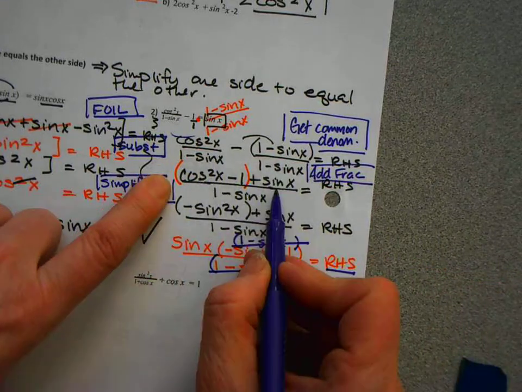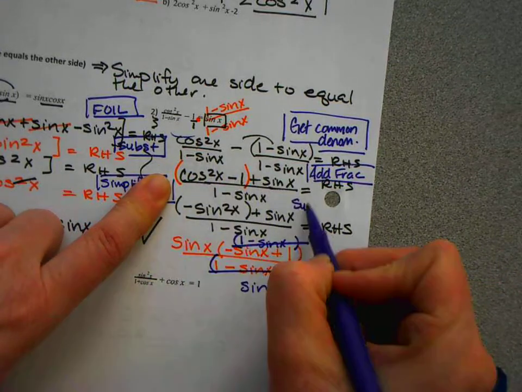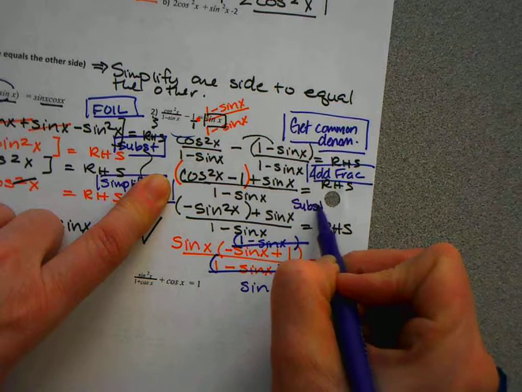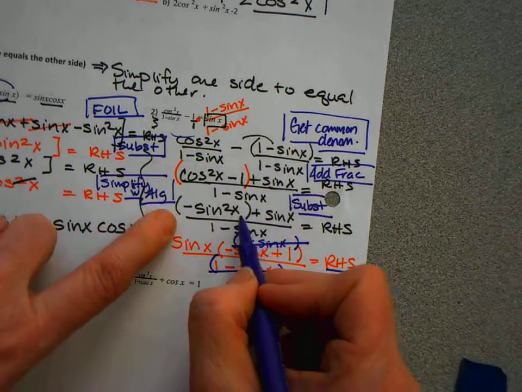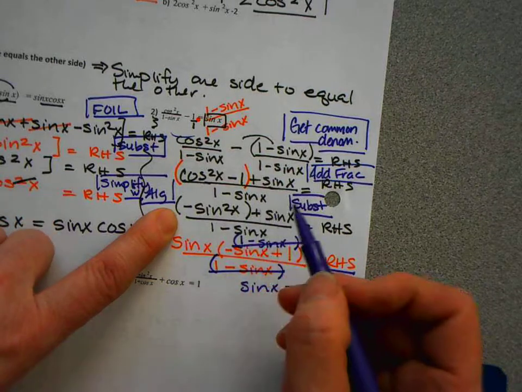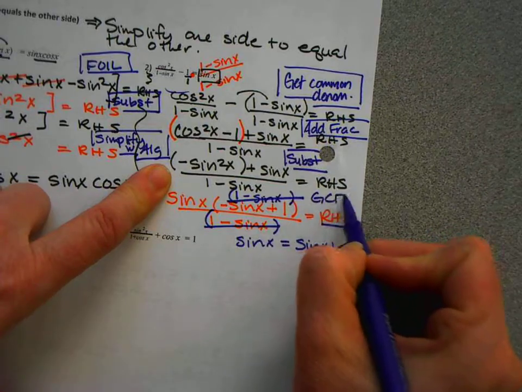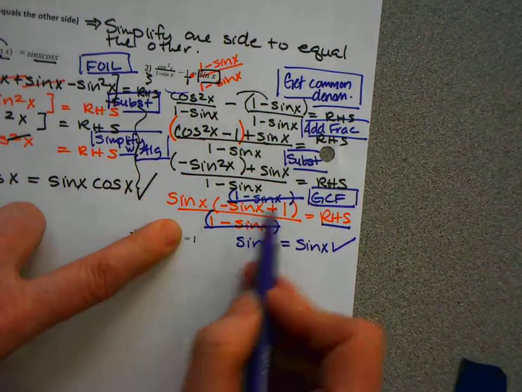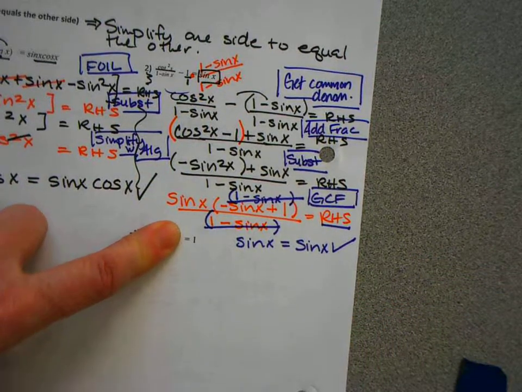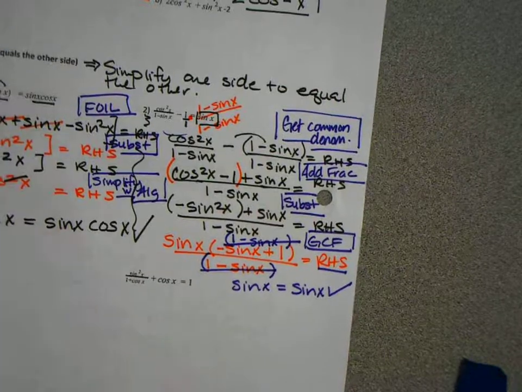I added fractions, and then I looked for something I could substitute. And I did that, substituted, okay? And I took a GCF. That was another strategy, that GCF strategy again. I took out the sine of x, I simplified with algebra, okay? So those are the strategies that we're going to be using. Go ahead and give those a try.